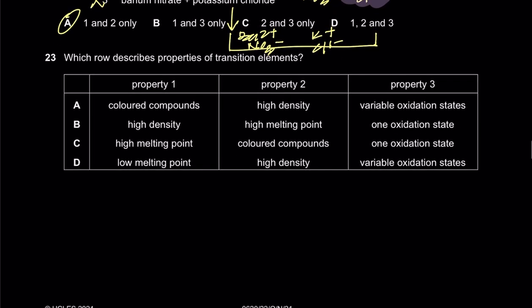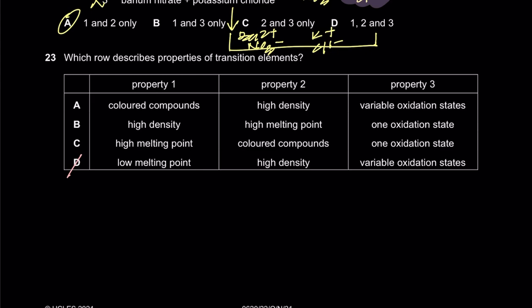Of below. Which row describes properties of transition element? Sir, take a look: transition element properties. Colored compounds, high density, high melting point, low melting point. Sir, transition elements have high melting points, not low melting point. D is wrong.